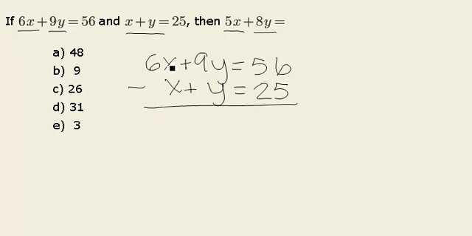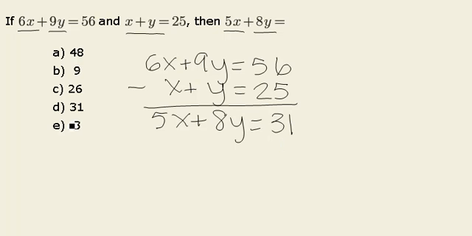So then, if we notice, we lined up the x's with the x's and the y's with the y's. And when you're subtracting, that means you're subtracting everything on the bottom row from the top row. So don't get your signs confused. You're not adding 9y plus y. You're really subtracting y from 9y. So if we do the subtraction, we're given 5x plus 8y equals 31.